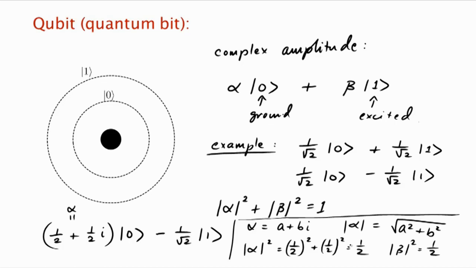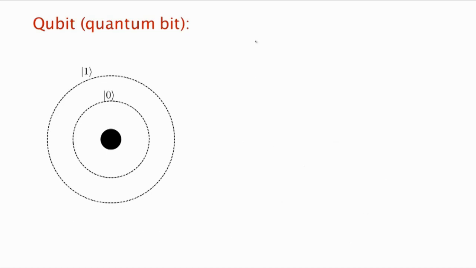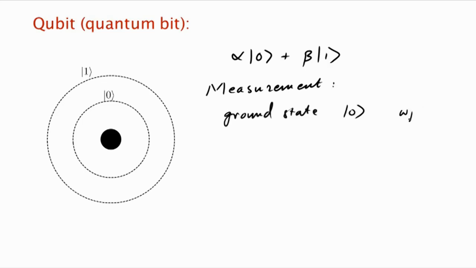However, if it's in this state alpha 0 plus beta 1, as soon as you look at it, what's called a measurement, then it quickly makes up its mind whether it's in the ground or excited state. So it goes into the ground state 0 with probability magnitude of alpha squared, and into the state 1 with probability magnitude of beta squared. And that's the result of the measurement.